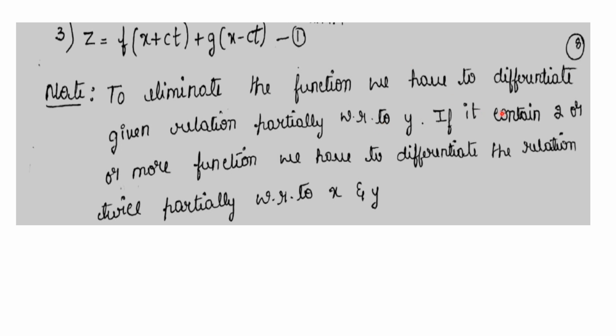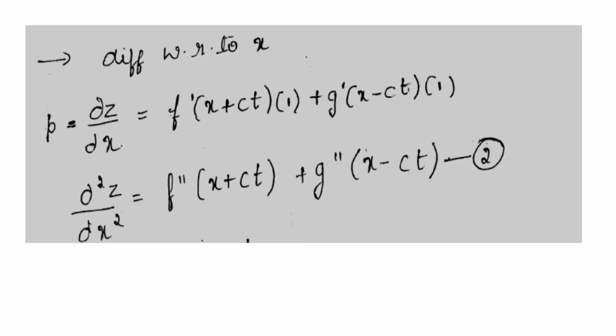So if it contains two or more functions, then we have to differentiate the relation twice partially with respect to x and y. If we have to differentiate the relation twice, then we have to differentiate it partially twice with respect to x and y. So first we'll just differentiate it with respect to x.